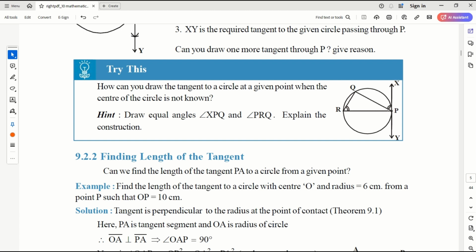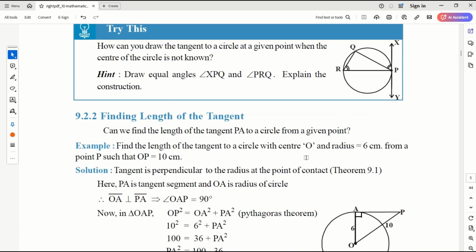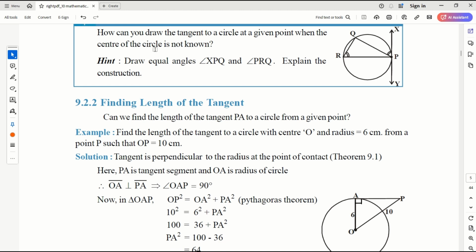Now how do you prove that this is a tangent? You measure the angle here, XPQ, and take any point on the circle R, and QRP will be the same. Then it is a tangent. We will learn about this theorem later.